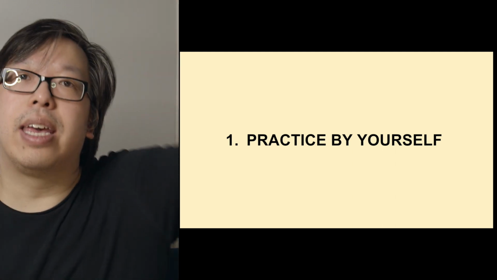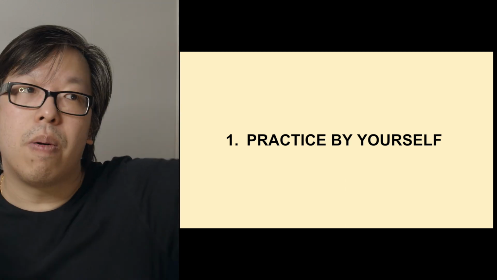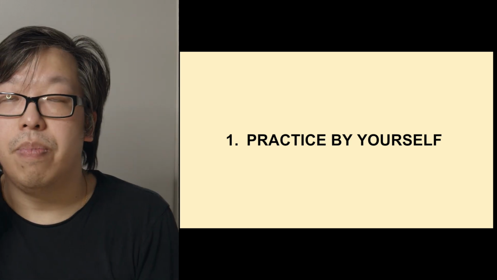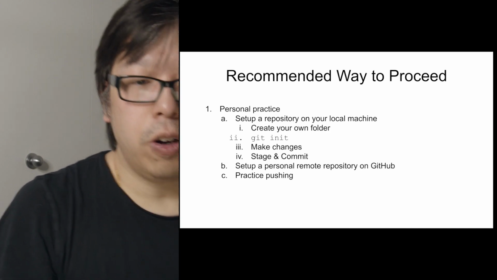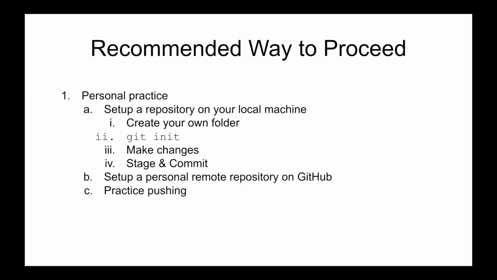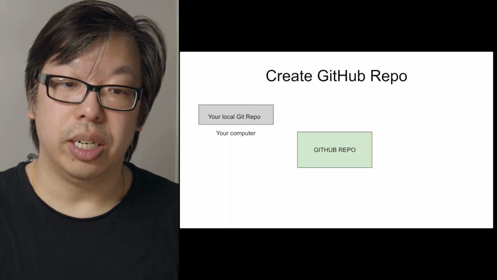And then you can create a Git remote repository yourself that's not involved with your team. This can be just your own Git remote repository that you're pushing and pulling from. You can just practice by yourself. So you can do some personal practice by setting up your repository on your local machine, and then setting up a personal remote repository, and then practice pushing. Do a bunch of commits and then push them. Once you do that, you can then move on to setting up your team repository with your organization.